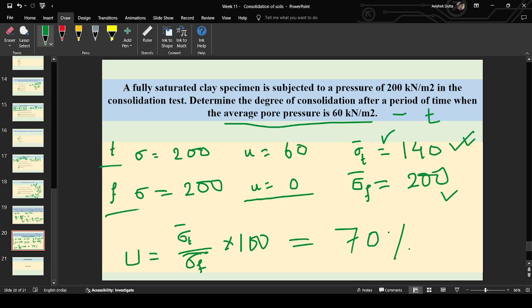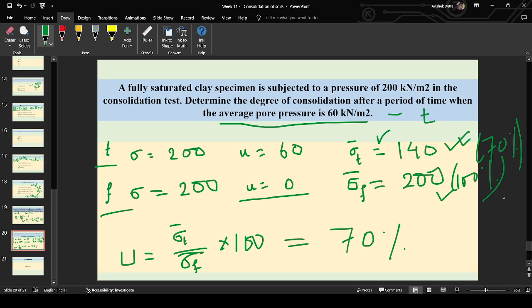Whenever we are saying out of 100 how much, that means the ultimate thing we are taking into consideration, right? Because this stage f is 100% consolidation, right? So this is 70% consolidation. Whenever we are saying out of 100 how much, we should be taking the final stage into consideration. We cannot take only one particular stage. So that is the reason the ratio of the effective stresses should be taken at stage t to the stage final.